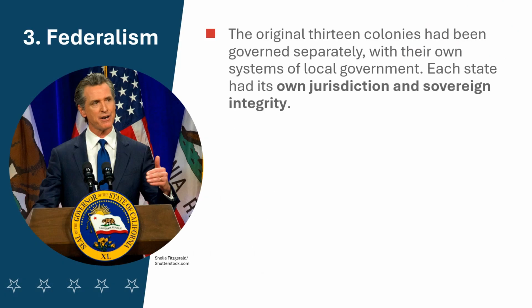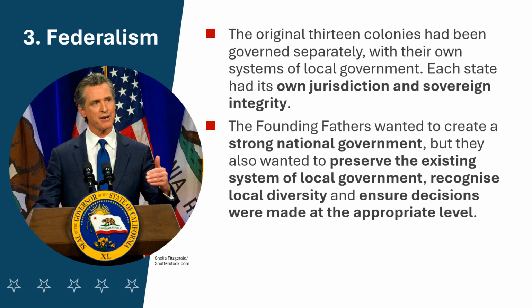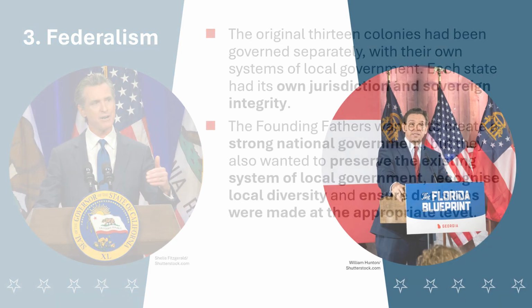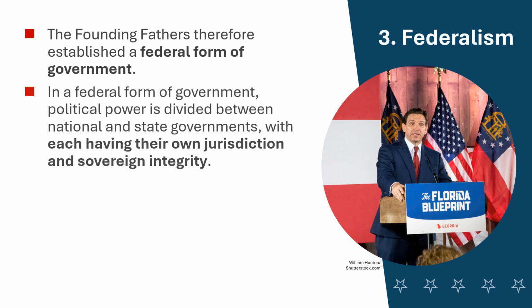The third principle of the Constitution is federalism. The original 13 colonies had been governed separately with their own systems of local government. Each state had its own jurisdiction and sovereign integrity. The Founding Fathers wanted to create a strong national government, but they also wanted to preserve the existing system of local government, recognize local diversity, and ensure decisions were made at the appropriate level. The Founding Fathers therefore established a federal form of government.